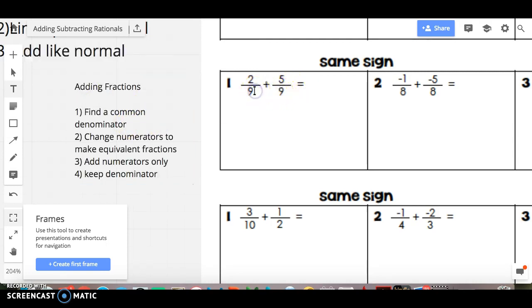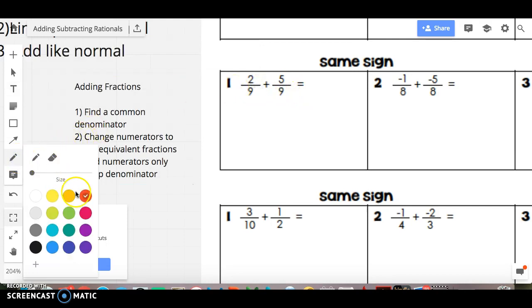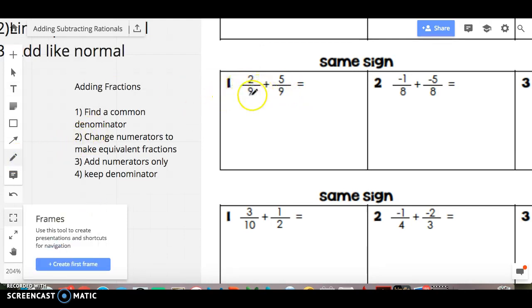Alright, that's just a brief way to explain in words what I'm going to do here. Well, this is a beautiful thing. This already has a common denominator of 9, so I don't have to find one. It's already found for me. So I don't have to change numerators because I didn't change denominators. And now all I have to do is add numerators only. So this really becomes 2 plus 5 over 9. We combine the numerators, and what we end up with is 7 over 9. 7/9. Easy peasy.